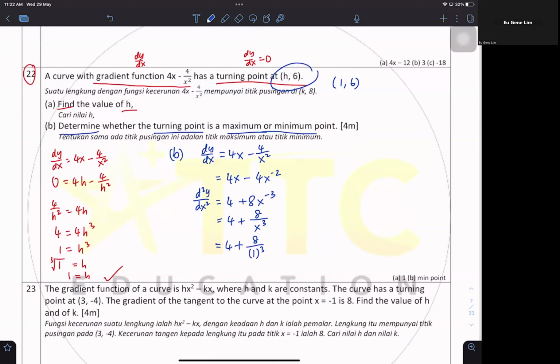4 plus 8, 12. So positive, right? The d square y dx square is positive, meaning smiley face. Smiley face, minimum point. Yeah, that's the answer.